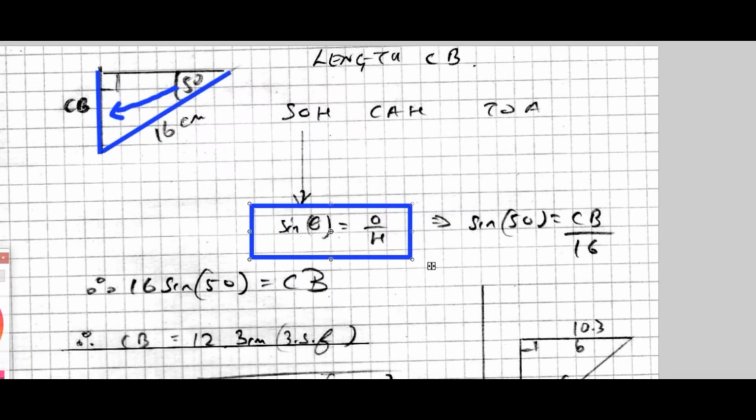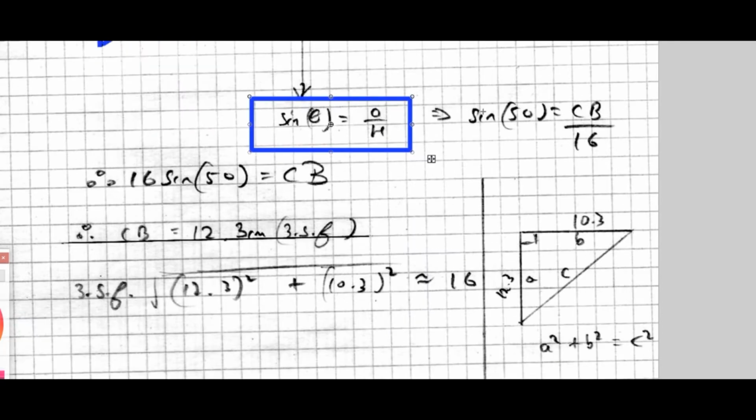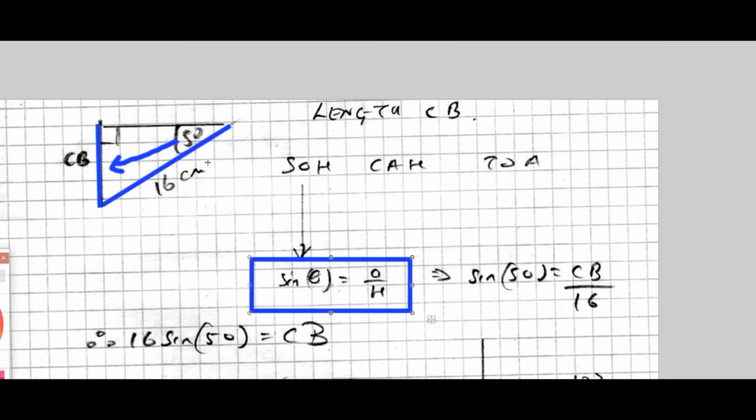Opposite we know is CB, you see me implemented here. 16 is the hypotenuse there. So 16 has become the hypotenuse, and therefore what we can do is implement all the values in. Theta is still 50. We rearrange it, multiply both sides by 16. You get 16 sine 50 equals CB. And CB comes out as 12.3 centimeters to 3 significant figures.